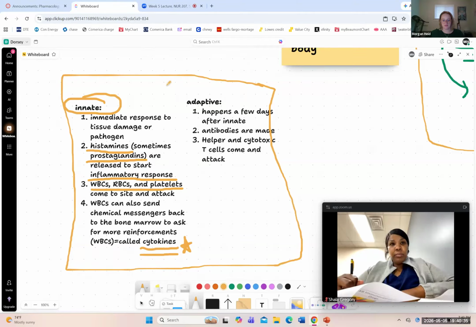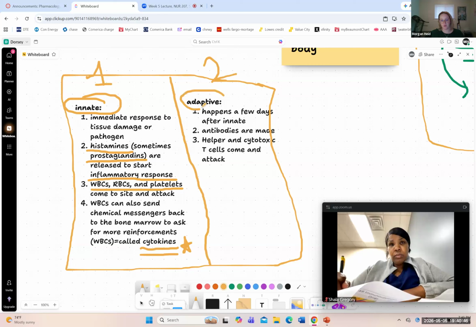Okay. So this is going to be the innate side. This is my first response. Now my second response is going to be my adaptive. This is kind of working in the background. It's delayed while all of this is going on. This is kind of getting ready to attack next. So this is going to be my antibodies, and my goal here is to make antibodies.